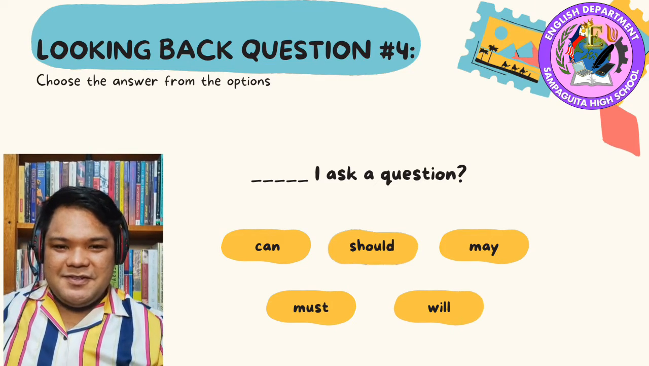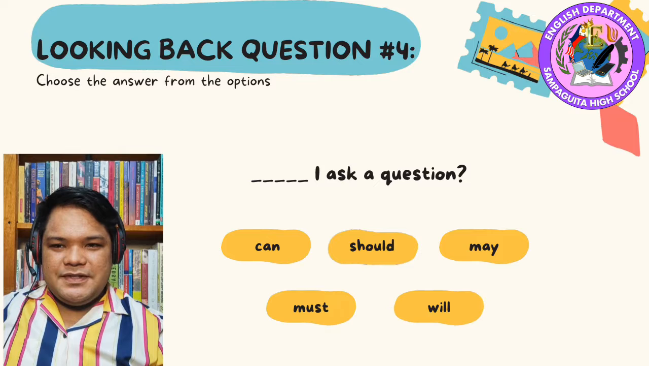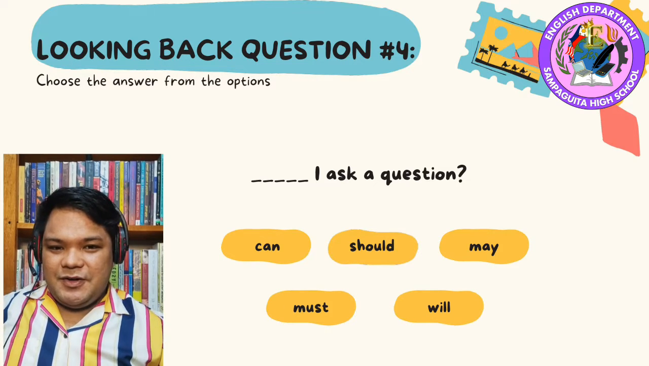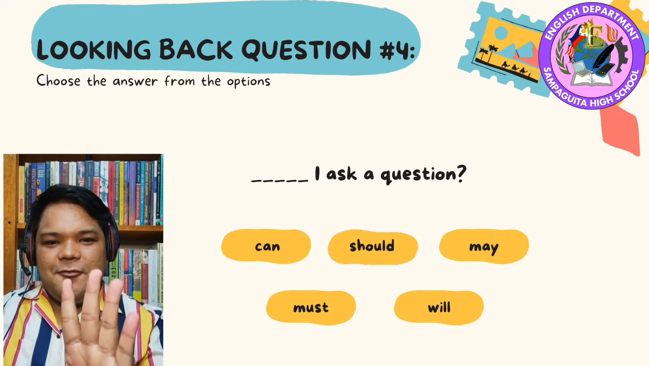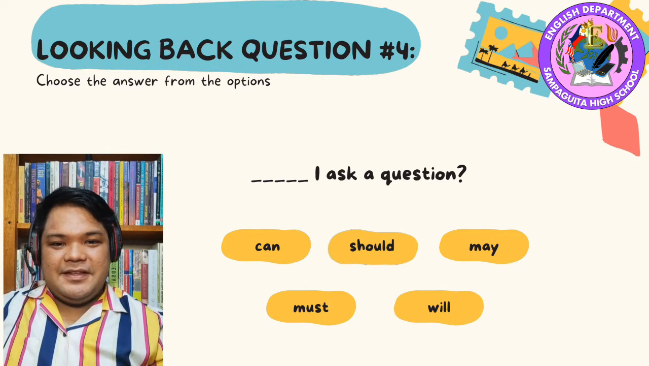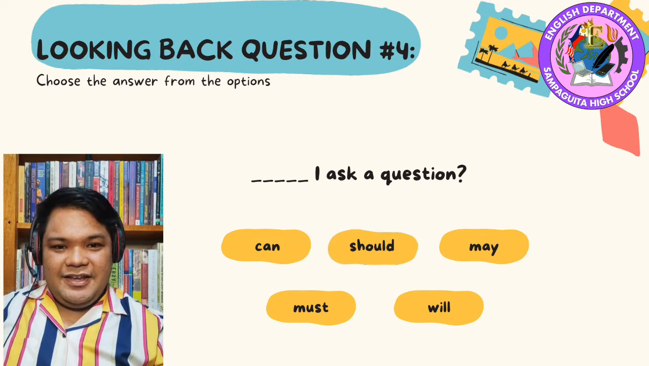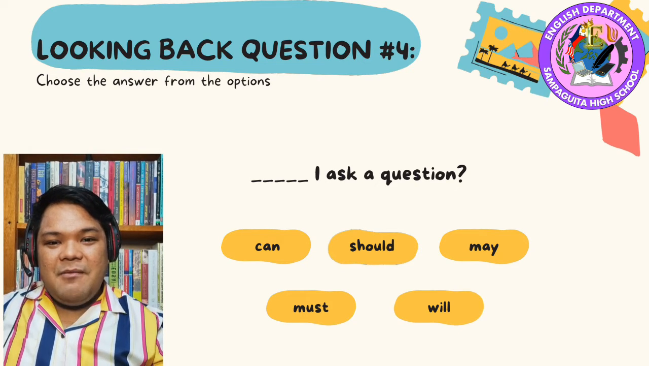We have 2 remaining questions, and I will read question number 4. Blank, I ask a question. Same options: can, should, may, must, or will. What's the answer? 5, 4, 3, 2, 1. Time's up. The correct answer is may. Do you get the correct answer? Who among you already got 4/4? Let's now proceed to the last question.